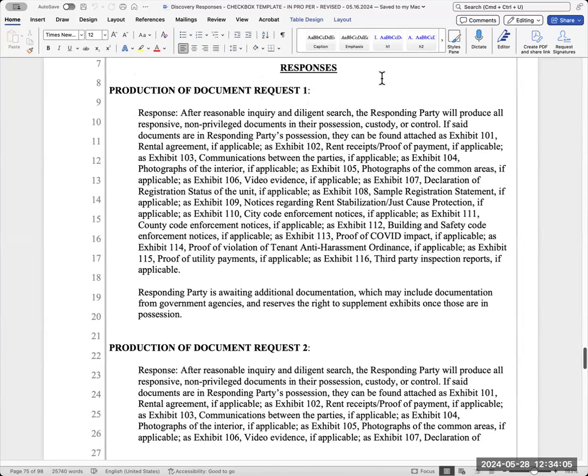You don't have to put the question in here. You don't have to change this in any way. It's designed for if applicable, okay? So if it's not applicable, it can be ignored. So if it's applicable, it's here. If it's not, ignore. And if you have certain documentation that you're expecting that hasn't arrived yet, this sentence at the end covers that.